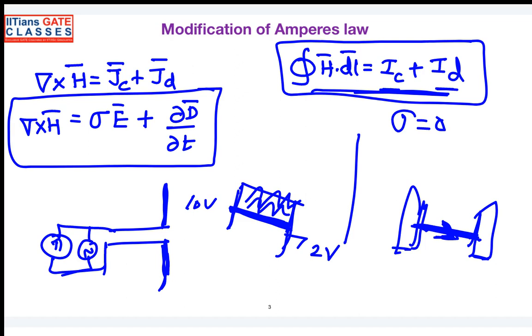That means without a source it can happen. There is no need of a source. It can happen if there is a potential difference. It is charged already, so there is a potential. Some simple example also I can give you.